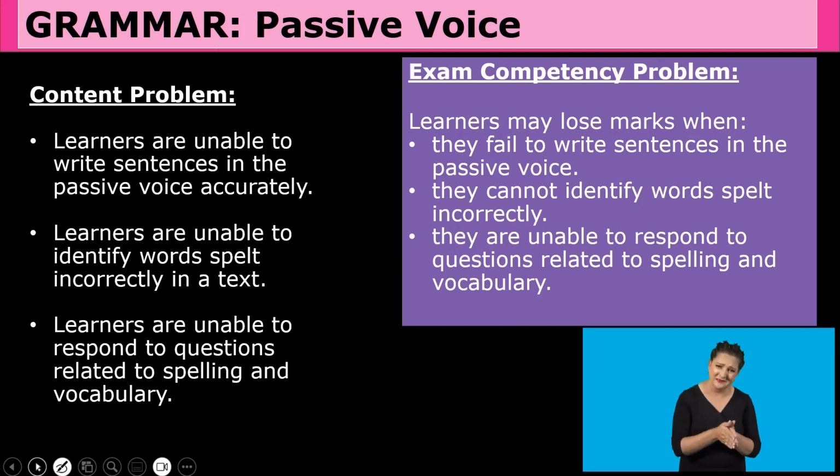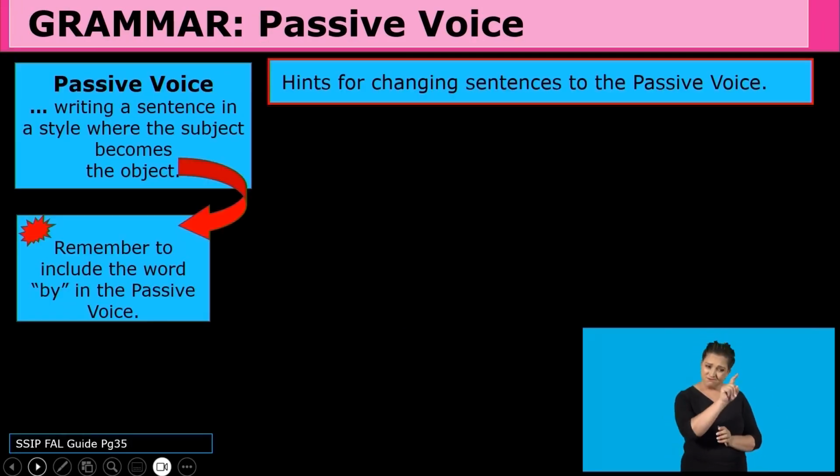So please, learners, we are appealing to you. You'll have to practice those spelling rules and the grammar skills. So let's dig into passive voice, right? What is passive voice? It's writing a sentence in a style where the subject becomes the object. Now remember, we have to include that little word by, all right, to write a sentence in the passive voice.